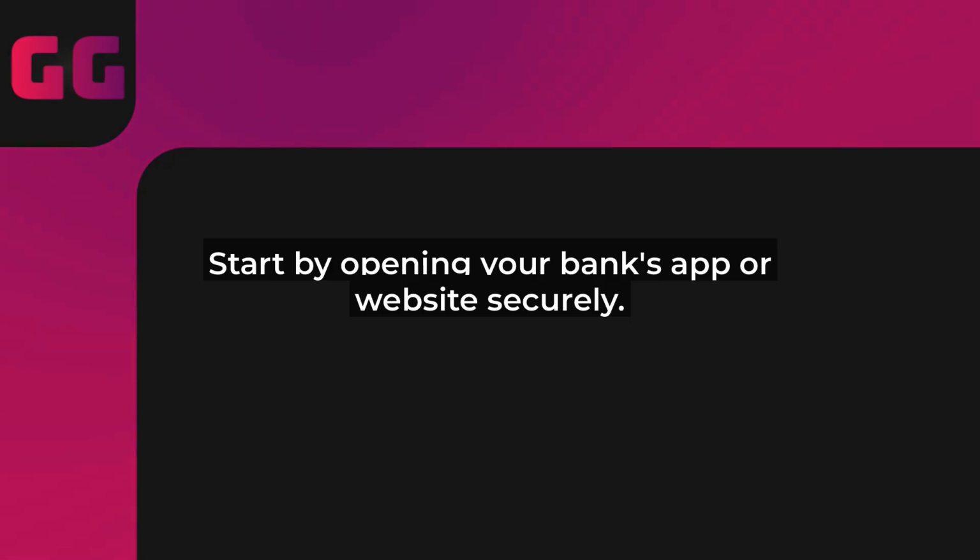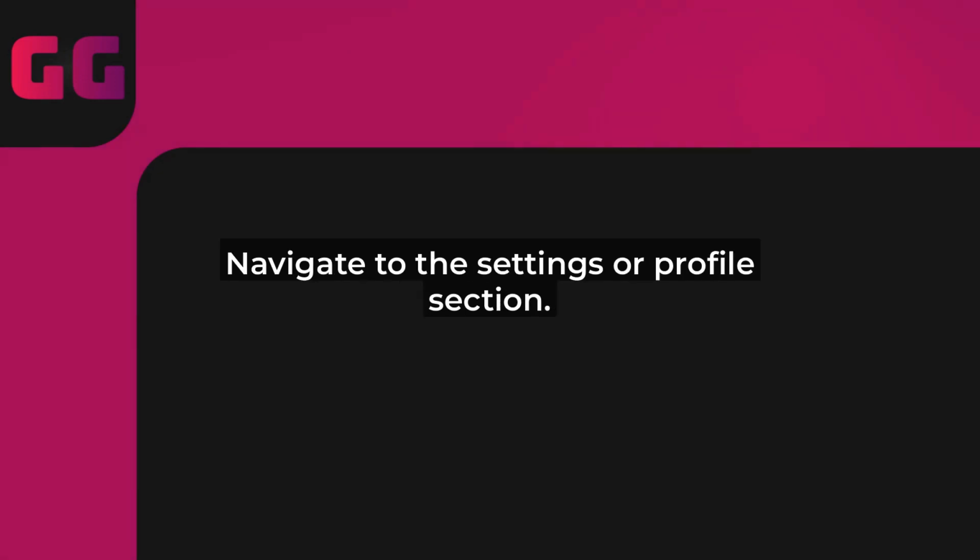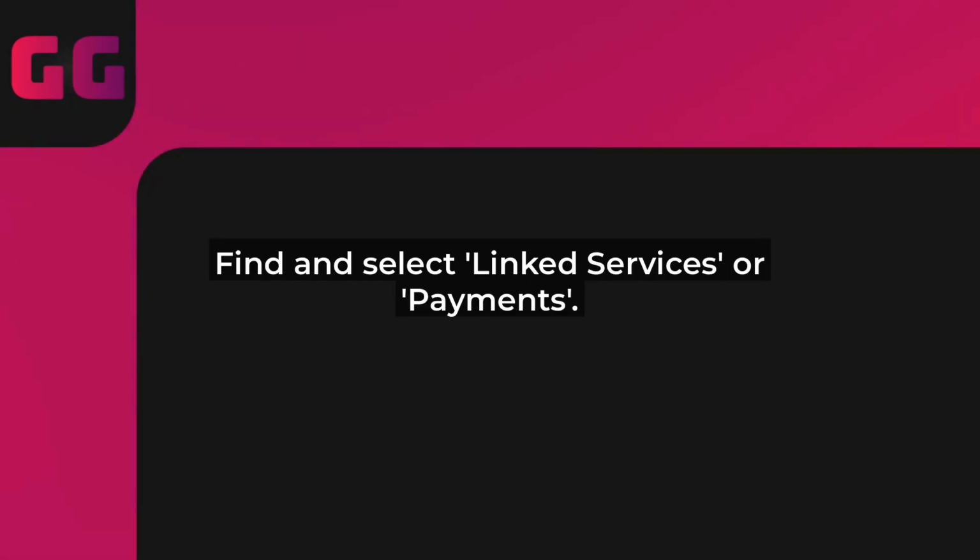Let's jump right in. First things first, you'll need to start by opening your bank's mobile app or logging into their website. Make sure you're using a secure connection. Think Wi-Fi or a trusted network to protect your info. Once you're in, head over to the Settings or Profile section. This is usually found in the menu, often represented by a gear icon or your account name.